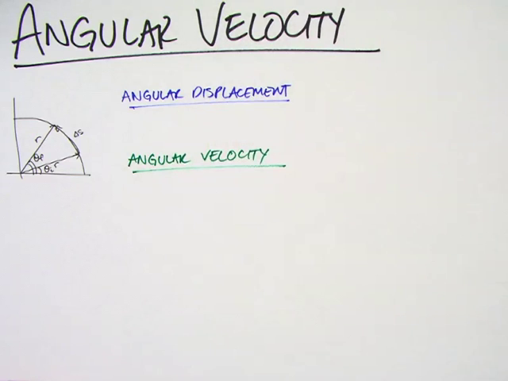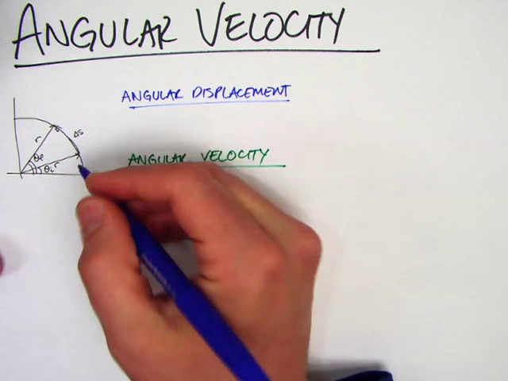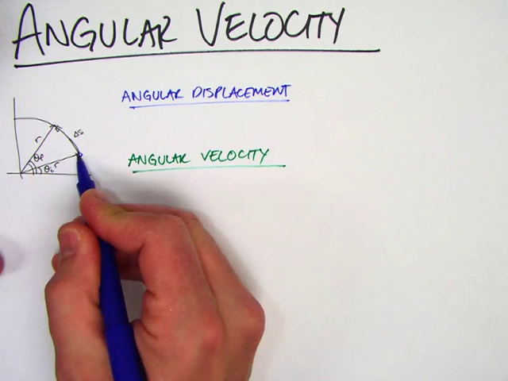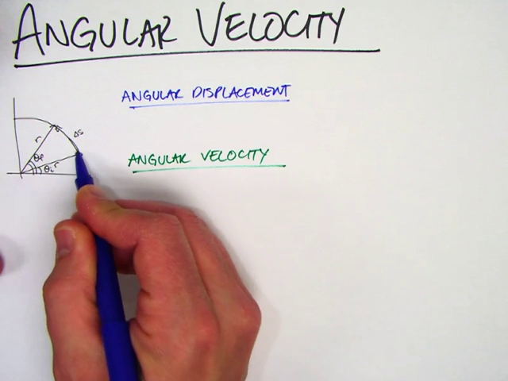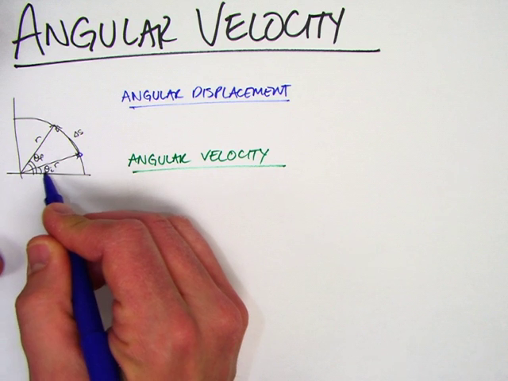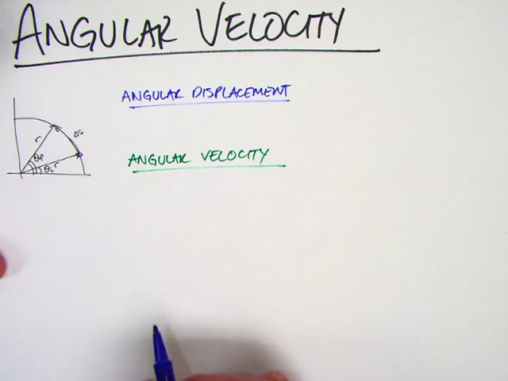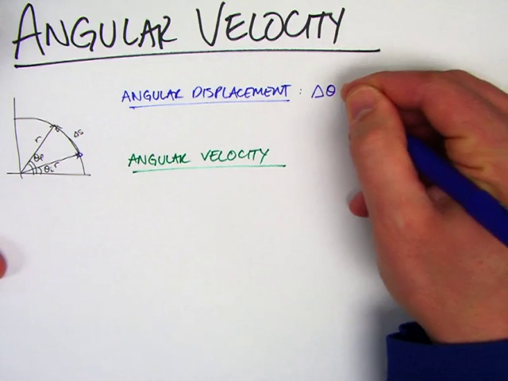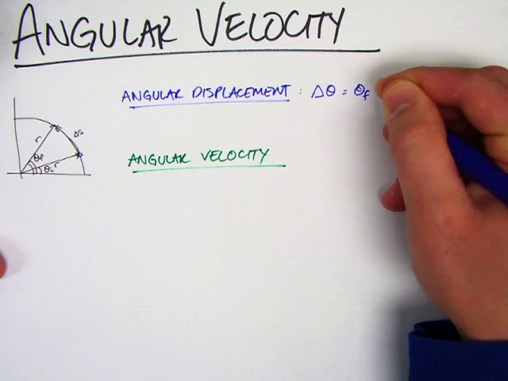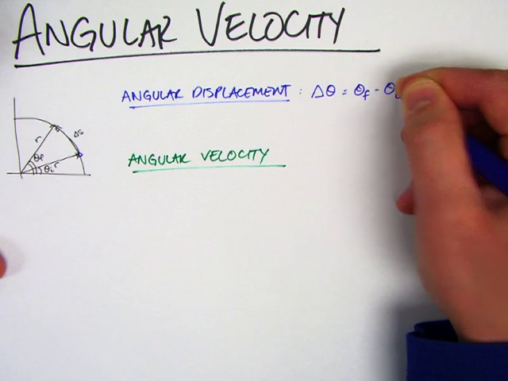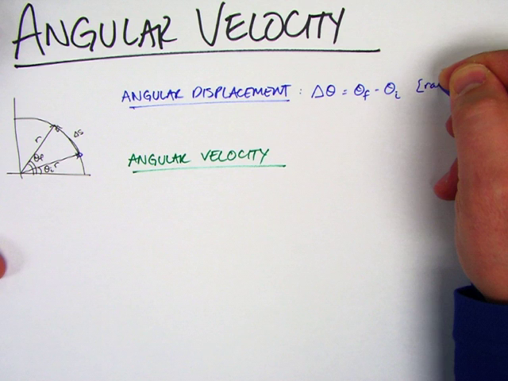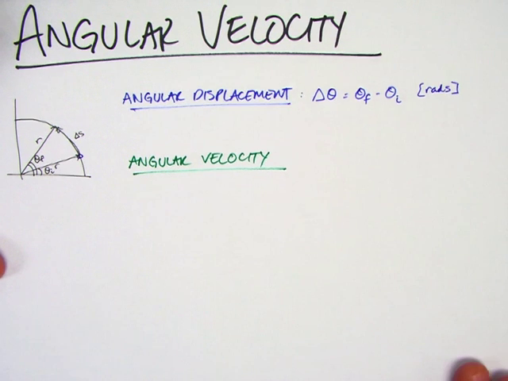So let's look at a couple new things. We're going to look at angular displacement and angular velocity. So if we think of, let's take this to be our ball again, moving in a circular path. It starts at some point in time at some angle, and then moves through a change in angle from theta initial to theta final. We're going to define its angular displacement as its change in angle, which is just theta final minus theta initial. Again, this is going to be in radians as our standard unit.